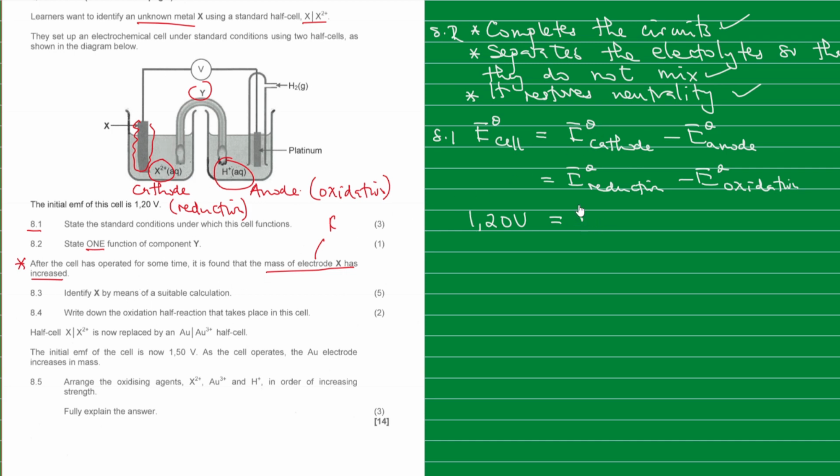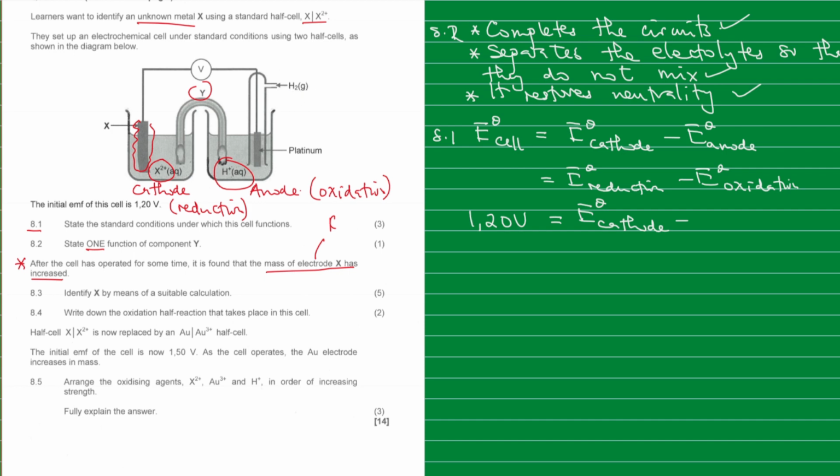So in this case, because we are told that X is increasing, it means we are calculating the E cathode. So E standard for the cathode minus the E standard for the anode. Now our E standard for the anode is here on the anode side. We have got a hydrogen electrode. Now this hydrogen electrode is commonly referred to as the reference electrode, because its E standard is always referenced as a 0.